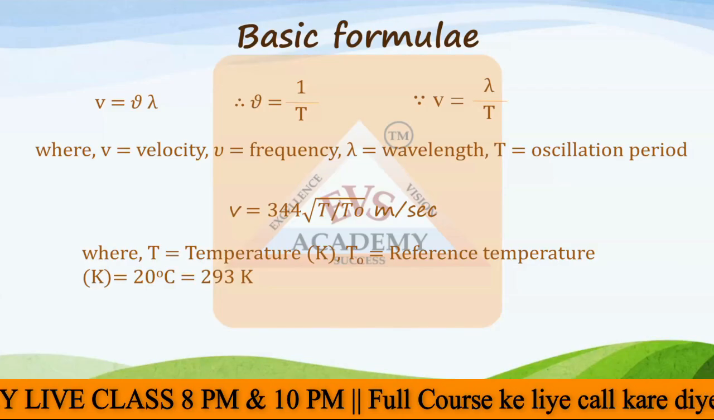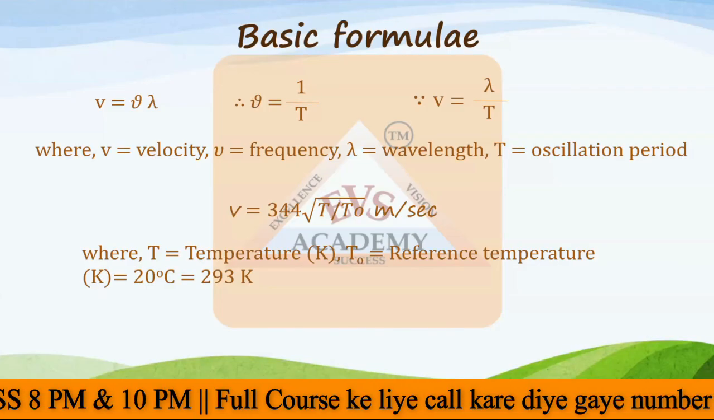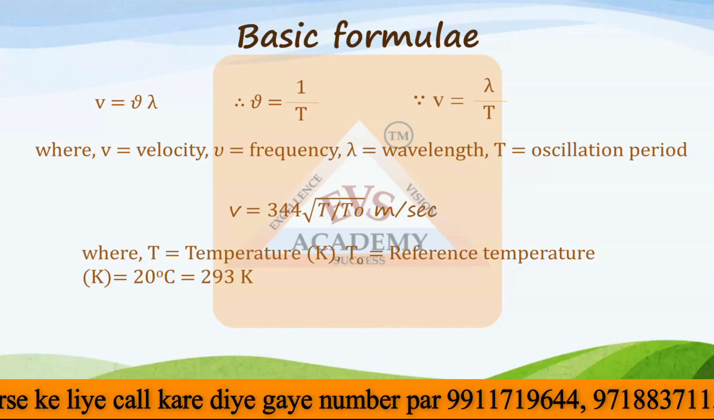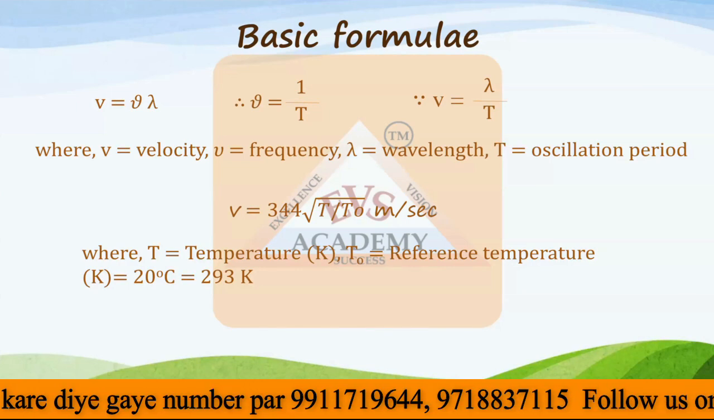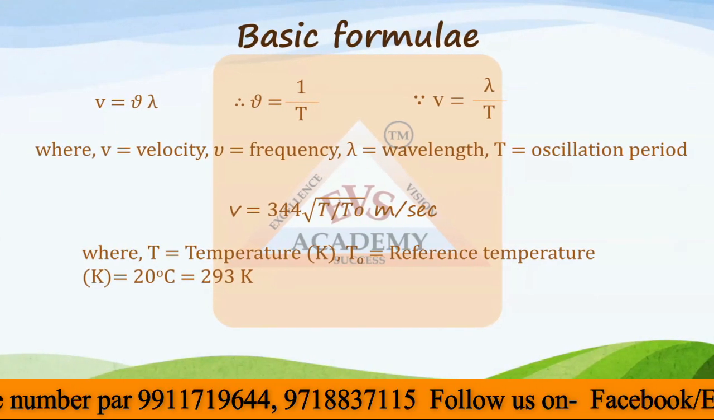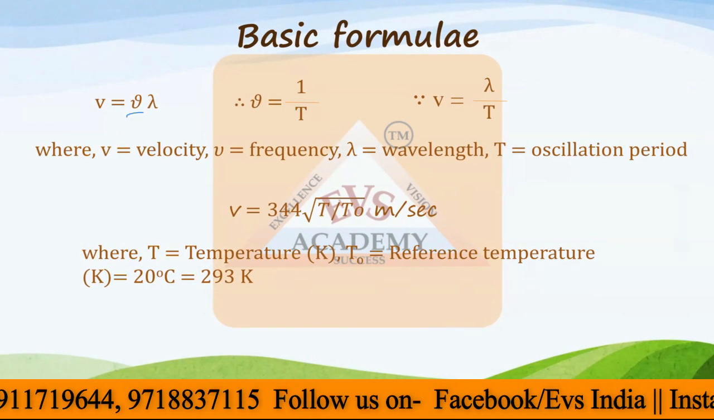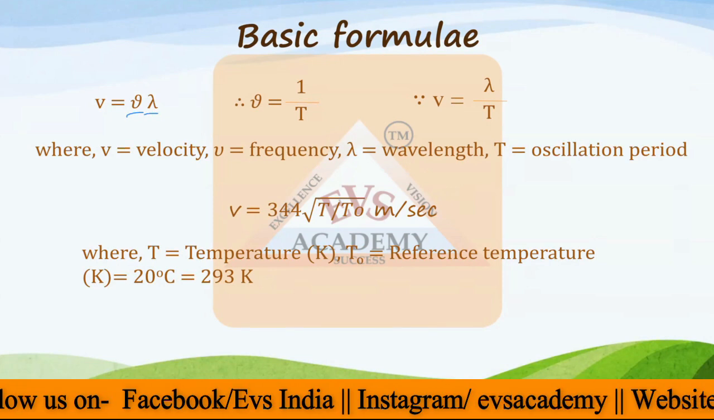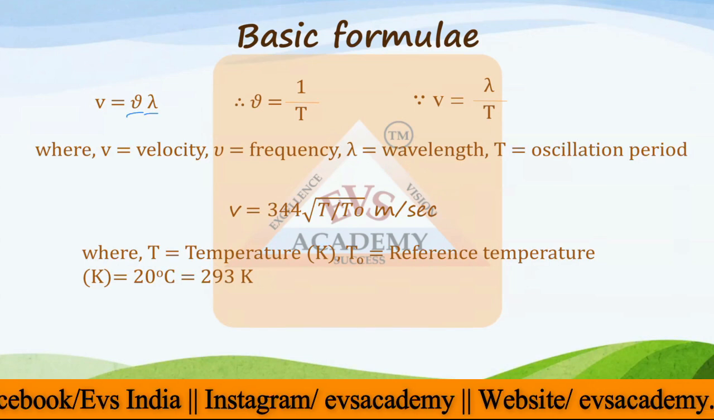So before going further in this particular chapter, we have to understand some basic formulas here. The very basic formula: the velocity of any particular wave is how much? That is equal to the frequency of the wave, that is this mu, multiplied by the wavelength of that wave. So if you multiply the two, you will get the velocity of that particular wave.